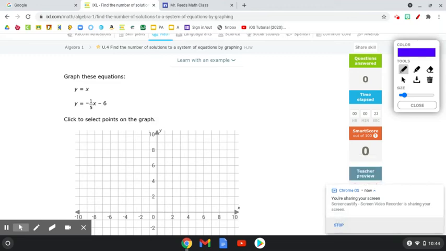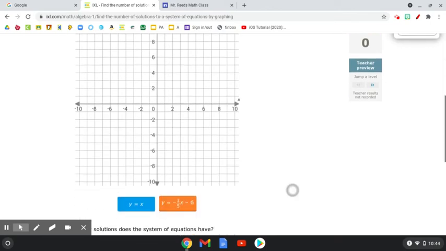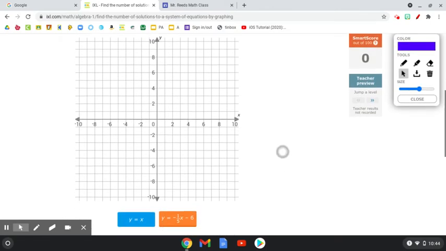All right, so we're in algebra U.4. And what we're doing here is we're going to find the number of solutions to a system of equations by graphing. All right, so we're looking for a number of solutions here. So we need to graph these. So they have it at the bottom where we can click and graph.